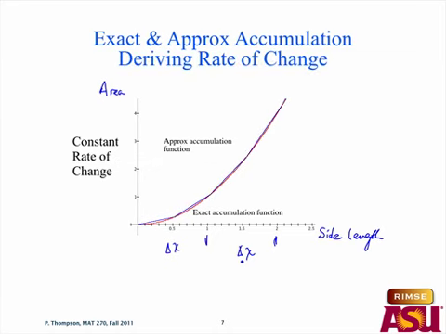Okay, and then what can we do to make it better? Nick? Make delta x smaller. Make delta x smaller. Do you see now how the new blue lines are fitting the exact accumulation better? But then, what about constant rates? We've got more of them, right? We've got more to figure out.